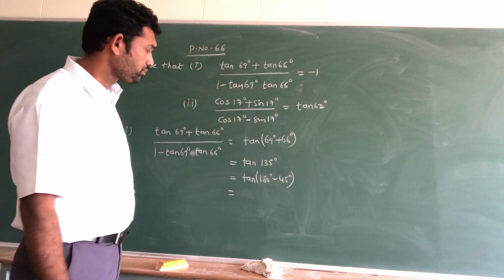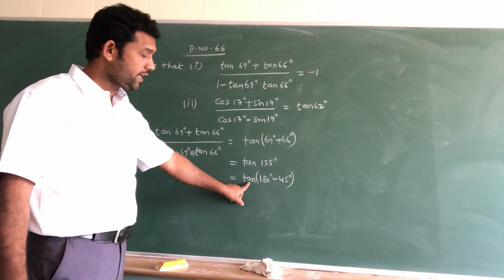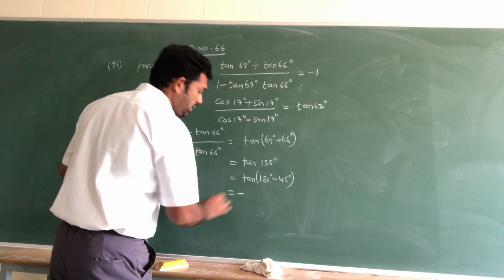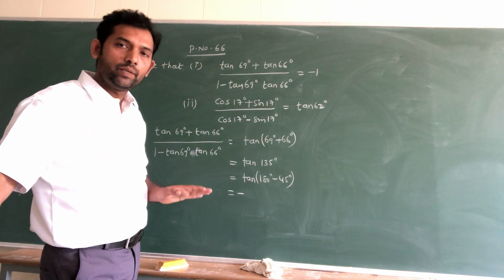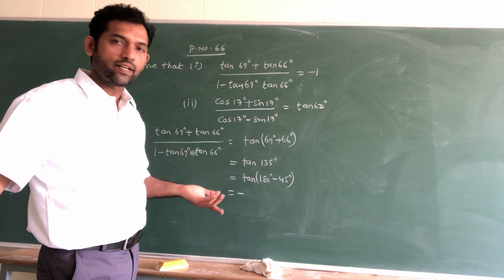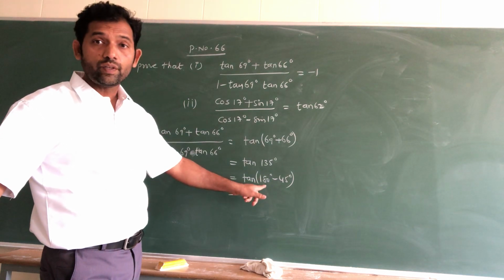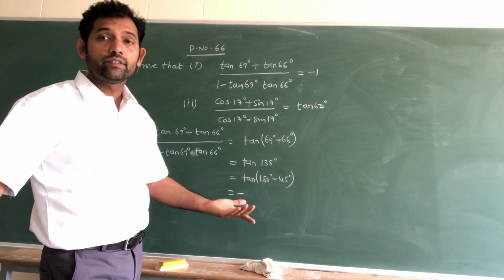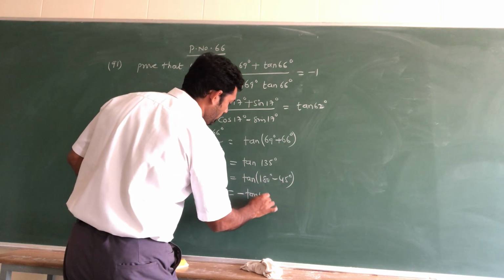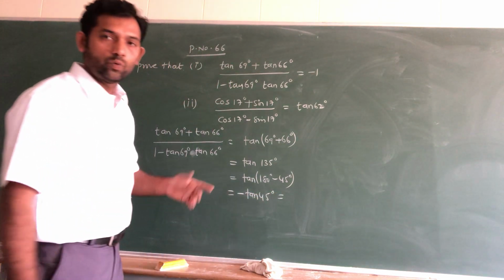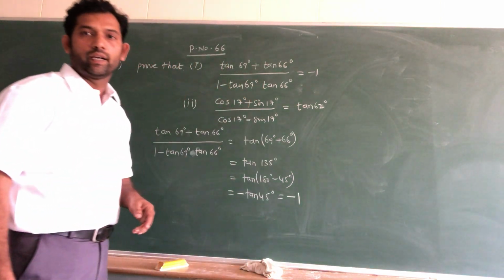So now see, 180 minus means the second quadrant. In the second quadrant, tan is what? Negative. In the second quadrant, sine, cosecant only positive. Other trigonometric functions are negative. So tan is negative. So after that, 180 means tan remains tan. So minus tan 45 degrees. So tan 45 degrees value 1. So answer is minus 1.